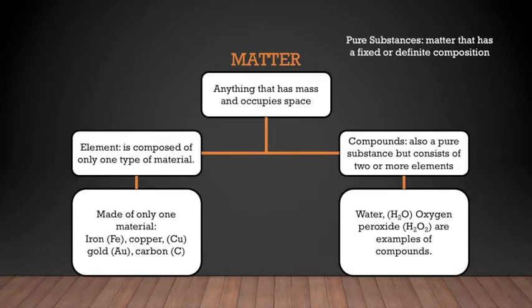On the other hand, we have what we call compounds, also a pure substance but consists of two or more elements. Some examples would be water, H2O, hydrogen peroxide, H2O2. These are some examples of many compounds found in nature.